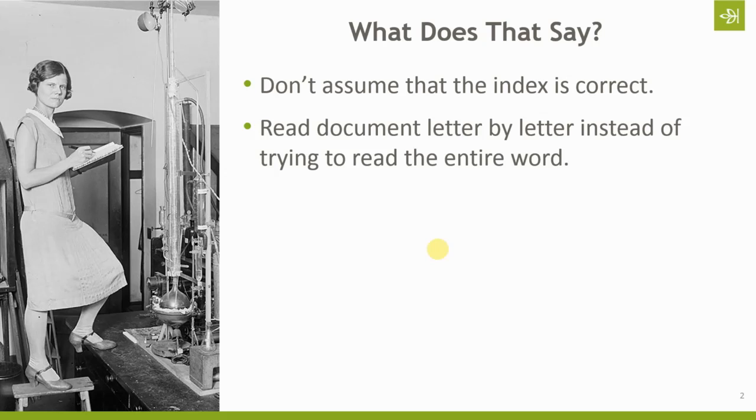In the case of John versus Jehu, I was reading it as a word. And so once I reminded myself letter by letter, it was really clear in some of those cases that that O was an A or that N was actually a U.